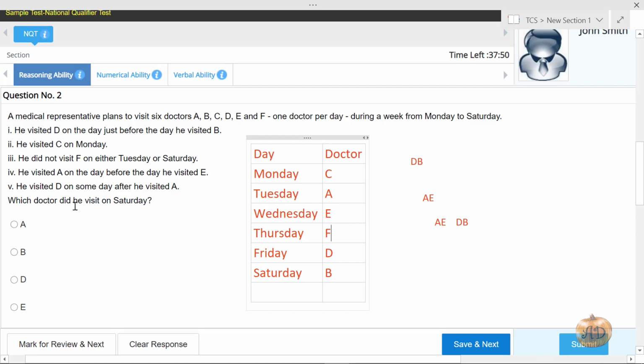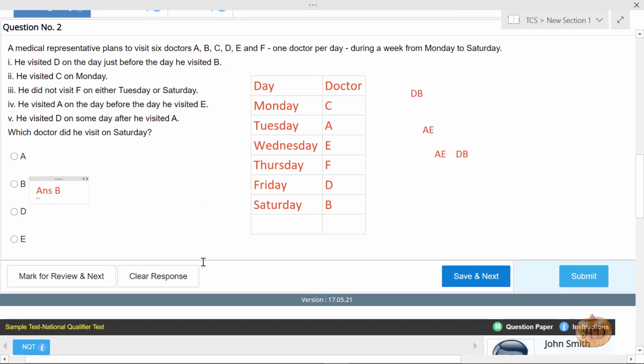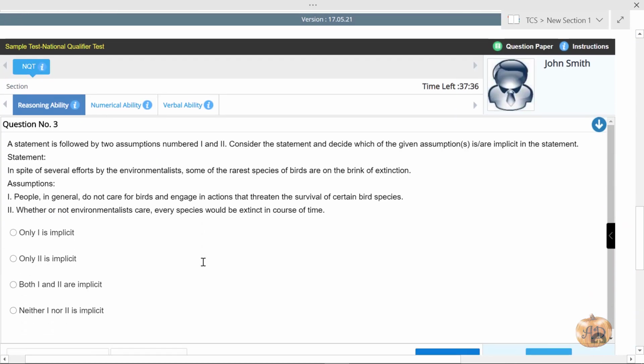So now the question says which doctor did he visit on Saturday? So on Saturday it's B. So this is the correct option for this question. B. Okay. Let's move to the third question.